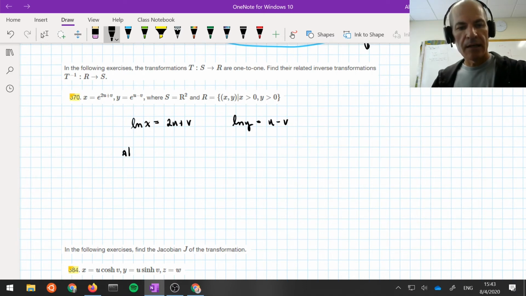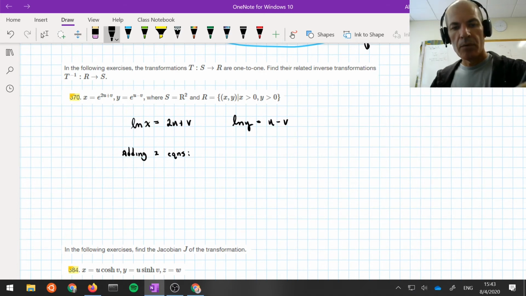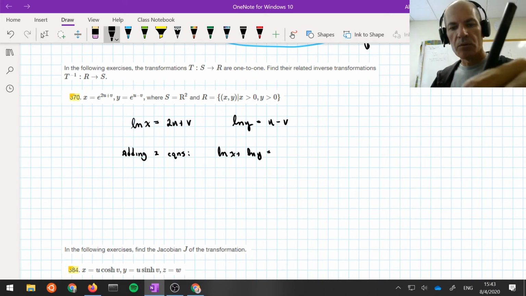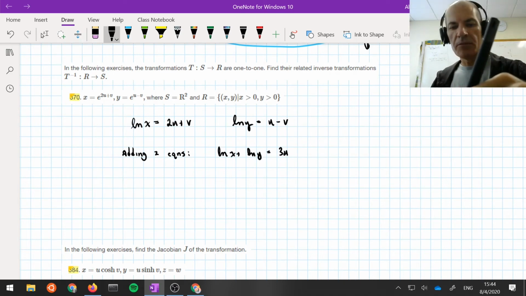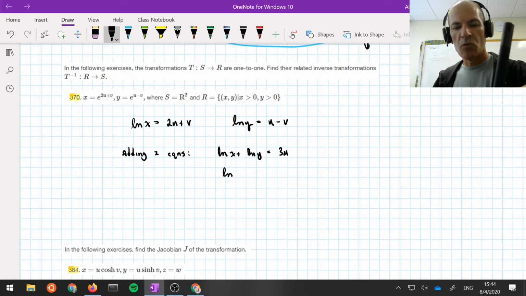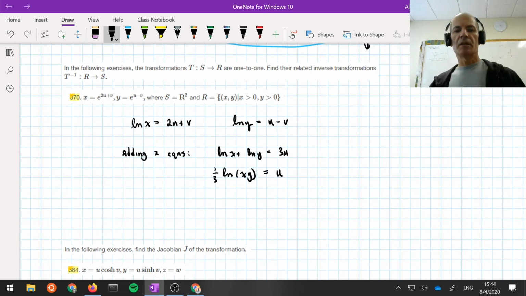So adding the 2 equations, we get the natural log of x plus the natural log of y equals 3u, like that. And I can simplify this a little bit. The natural log of x plus the natural log of y is actually the natural log of x times y, and then dividing by 3, we've learned that u is equal to 1/3 ln(xy). So this is great news. We've found u in terms of x and y.